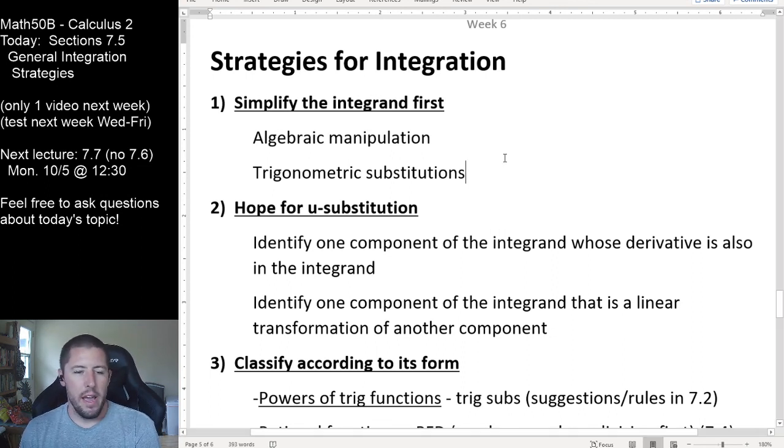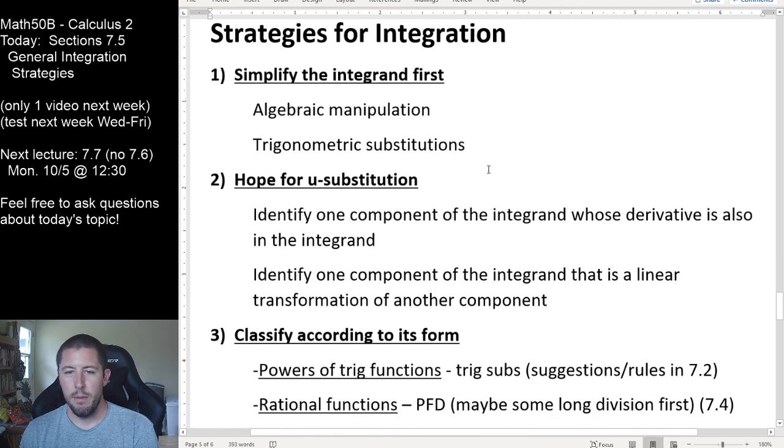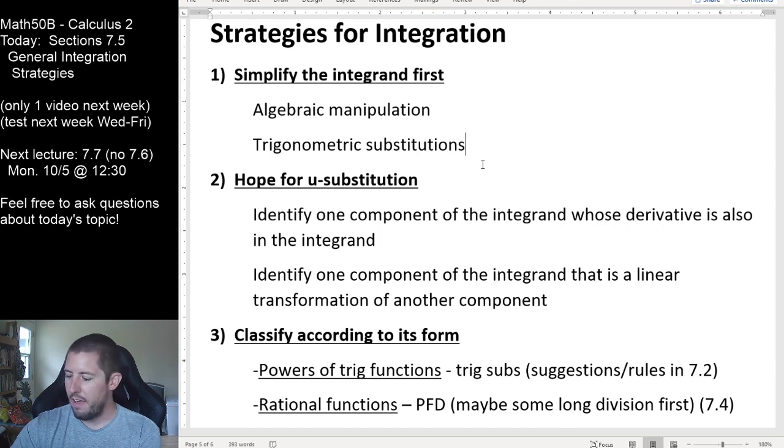Number 2, and by the way, I hope you believe that I have rephrased these slightly relative to how the book phrased them: hope for u substitution. U subs are almost always our easiest friend, although I'm going to show you the worst case u substitution that could ever happen to you. That's almost guaranteed to be a lie, but I'm going to show you the hardest u sub I've ever done in my life, probably at the end of the lecture today, to show you u sub is usually really nice.